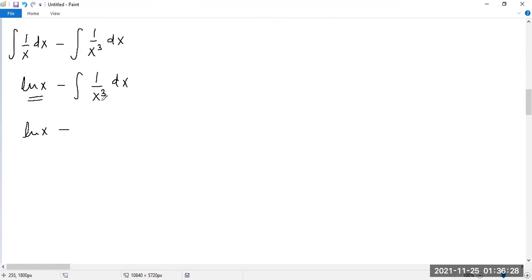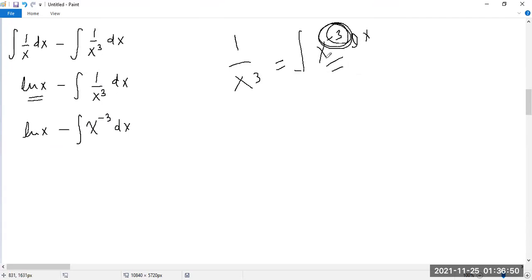But then 1 over x cubed, what is that? We can say that this is the same thing as x to the -3 dx. Why am I doing this? Because I want to be able to use the power rule. I don't know how to deal with 1 over x cubed, but I do know how to deal with x to the -3rd. If someone asked me to take the integral of x to the -3rd, I can just add 1 to the exponent and divide by whatever I added.